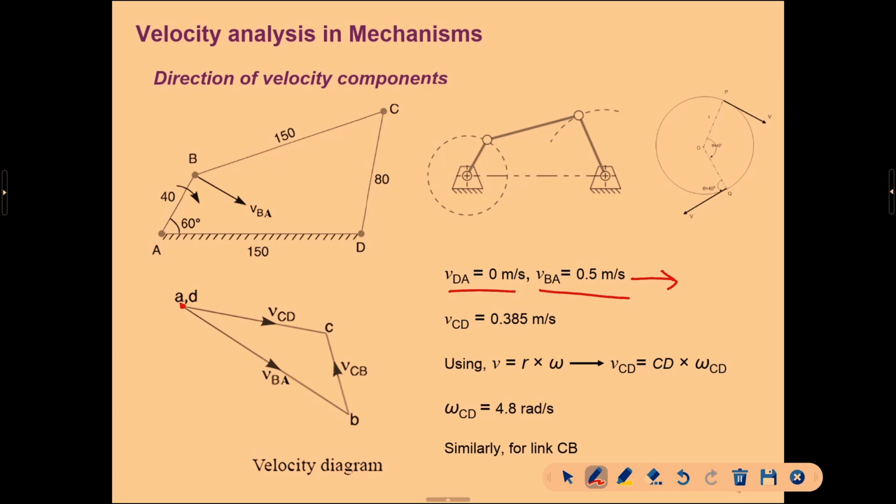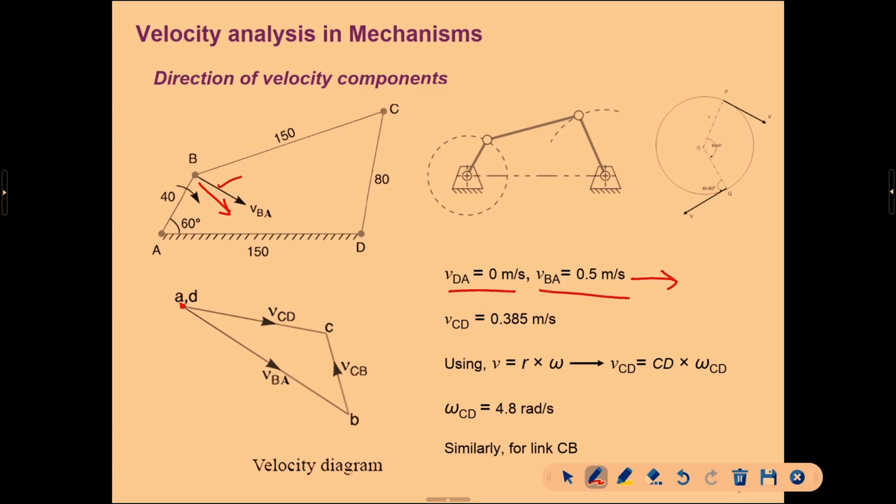Now, coming to the link BA or AB. The velocity of B with respect to A needs to be represented in the velocity diagram. We know its magnitude, 0.5 meter per second. We know its direction, which is shown in the space diagram. So, the length of the line needs to represent 0.5 meter per second, and the direction must be this one.